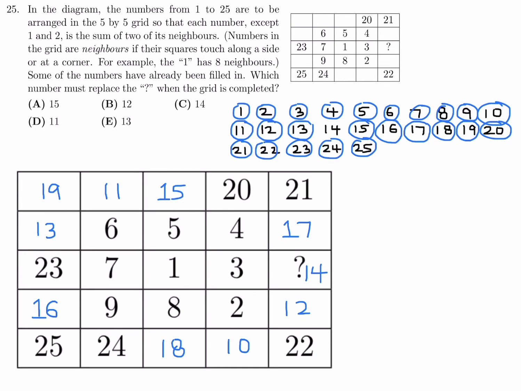And let's just make sure. How can we get the 14 with neighbors? 12 plus 2, that would give me 14. There you go. 14 is the number that goes in the question mark.